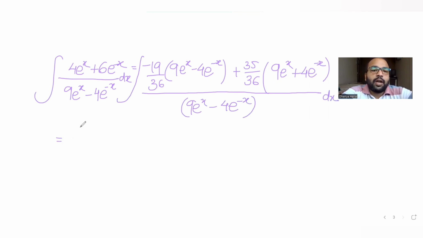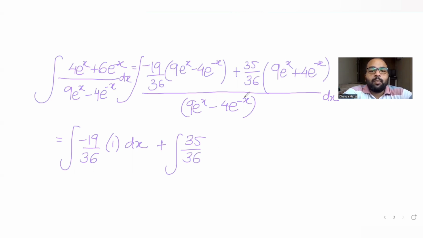So now if I further try to solve this, what do I get? Minus 19 by 36, this upon this. Both of them are the same terms, right? So both of them can easily get cancelled, and you have one here, plus 35 by 36, again this upon this. So here you have 9 e raised to x plus 4 e raised to minus x upon 9 e raised to x minus 4 e raised to minus x dx.